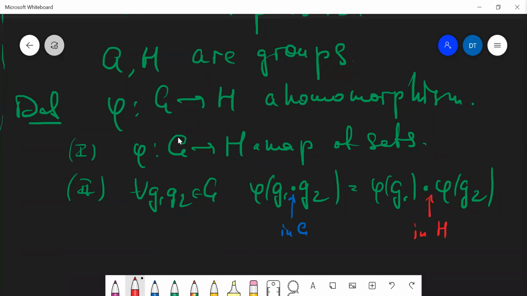So what does it say? Let's say it in a different way. It doesn't matter whether you multiply the elements first and then apply the map, or you apply the map to each element and then multiply them inside the other group. The result must be exactly the same. So if you have a map preserving multiplication in such a way, it means that this map is a homomorphism.